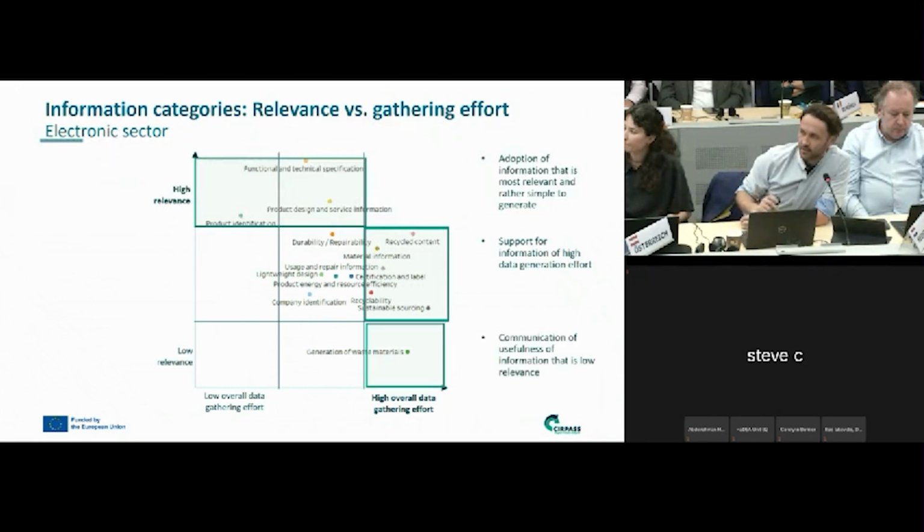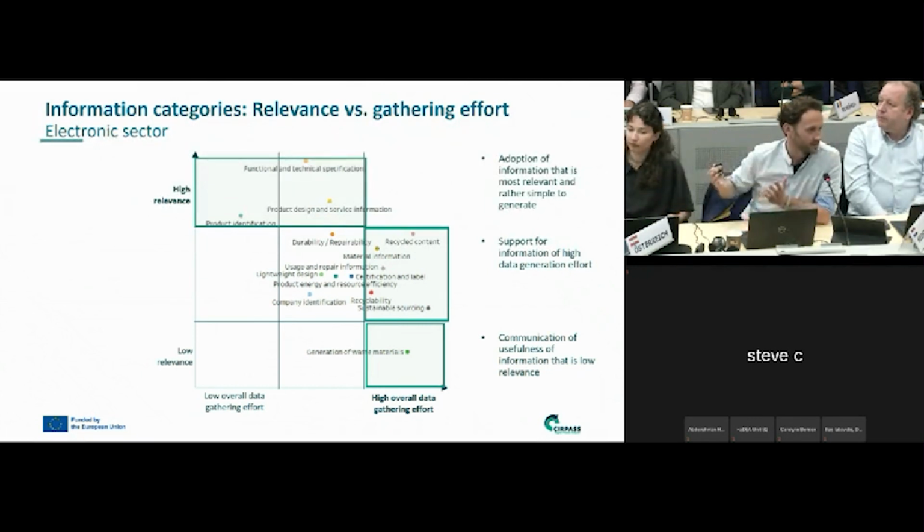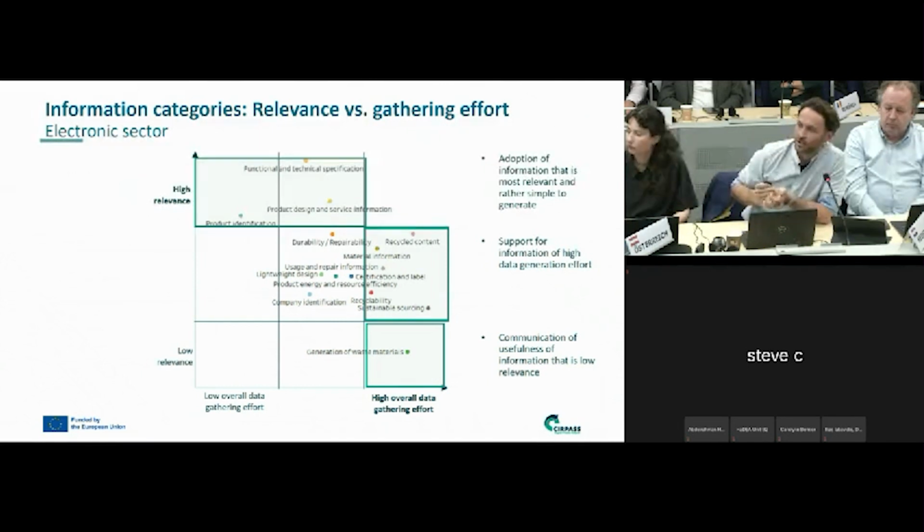The last section I found very interesting is the generation of waste, which was seen as of very low relevance. I assume there has to be some communication done why this is relevant. So we have also found some categories where we think the use case should be demonstrated and why this information is necessary.